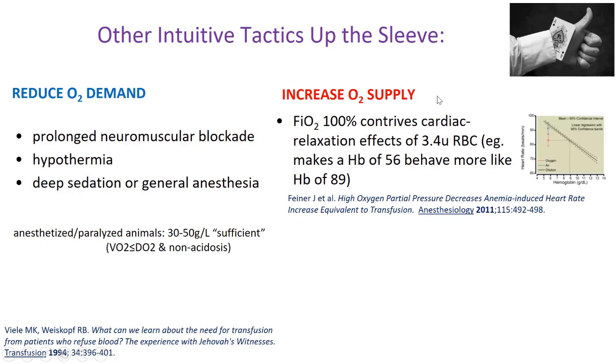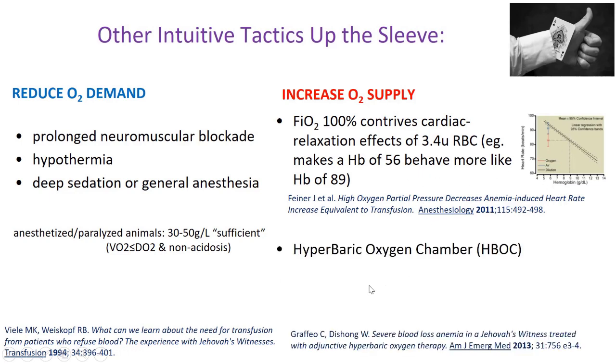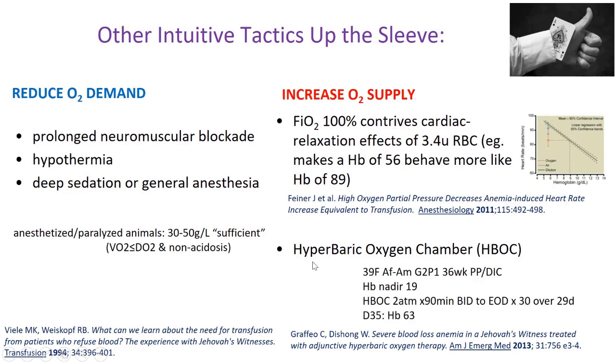Conversely, you can increase the oxygen supply. And even though plasma is not an efficient carrier of oxygen, by providing an FiO2 of 100%, you can dissolve enough oxygen in the plasma to have the effect of 3.5 units of red cells in terms of cardiac relaxation effects. So you can make a hemoglobin of 56 behave more like a hemoglobin of 89. And you can go above an FiO2 of 100% with the hyperbaric oxygen chamber.